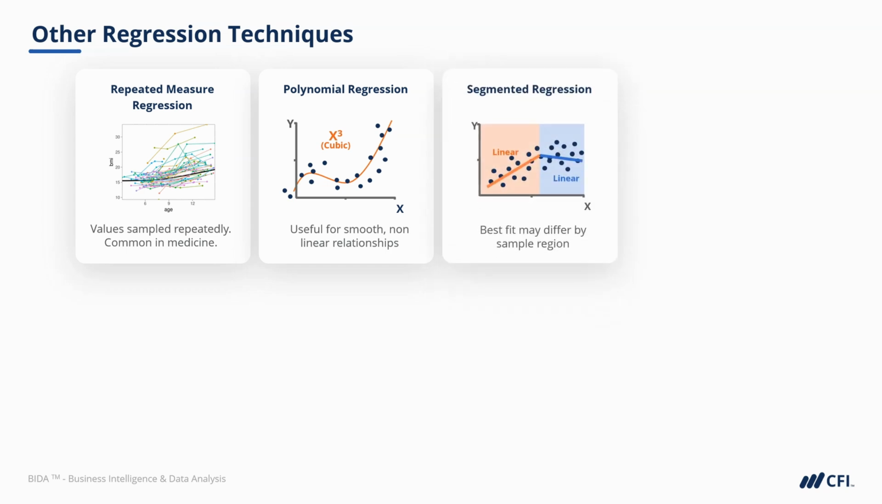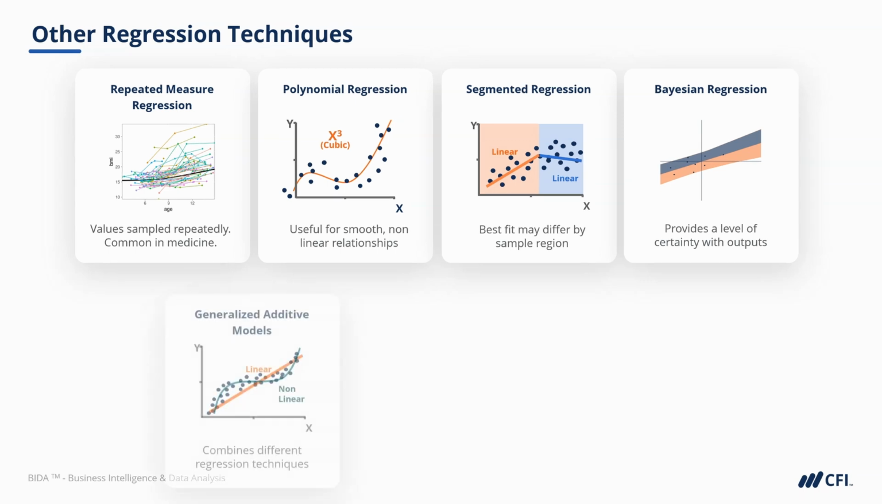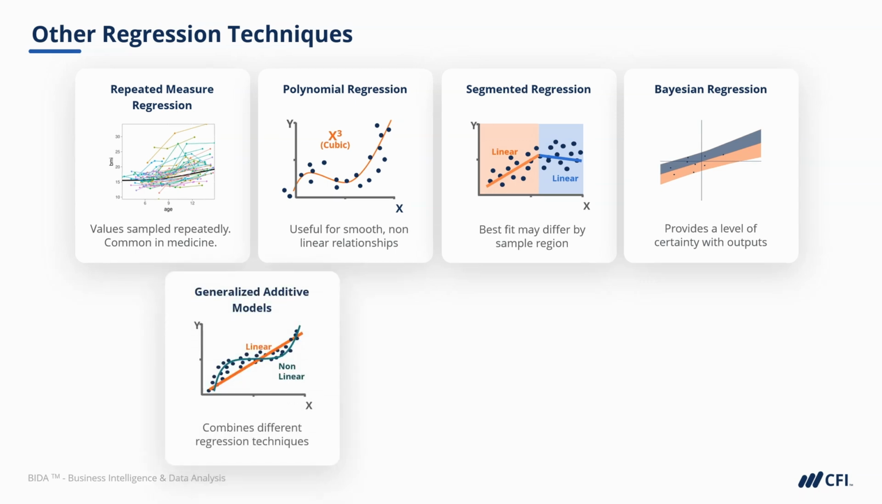Segmented regression acknowledges that the line of best fit may be different for different regions of x. For example, maybe with house prices, beyond a certain size, the relationship of size to price is different. Bayesian regression tries to give us a level of certainty along with our coefficient predictions. Generalized additive models recognize that actually within our data there may be several different underlying patterns that work together to create the overall relationship. So we're effectively able to combine different regression techniques to form one overall average line.